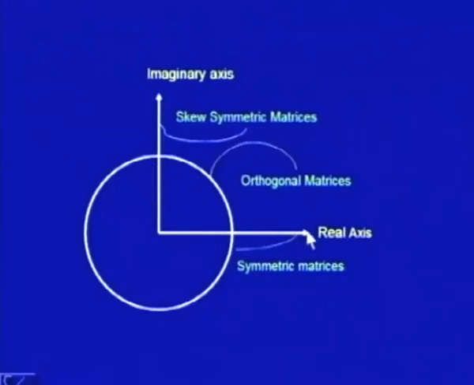So let us see how they look on this plane. If I have a real axis here and imaginary axis here, then all the eigenvalues of real symmetric matrices will lie on the real axis, and the eigenvalues of skew symmetric matrices will lie on the imaginary axis, while this is a unit circle, and then all the eigenvalues of orthogonal matrices will lie on this unit circle.